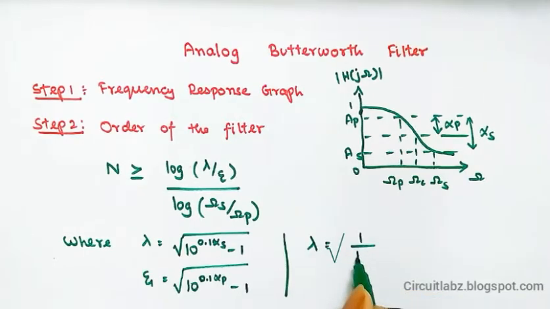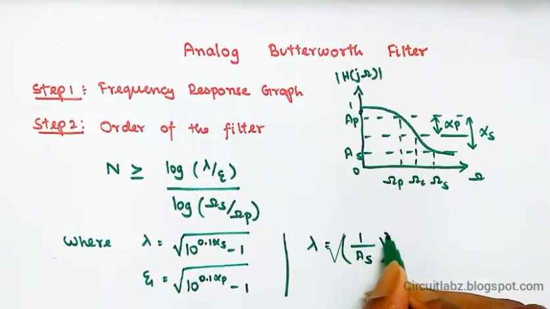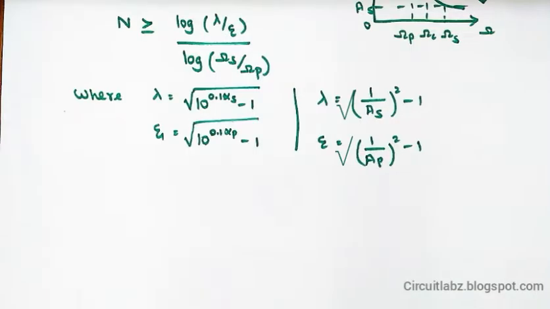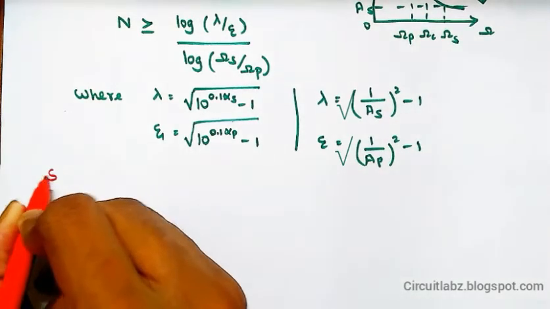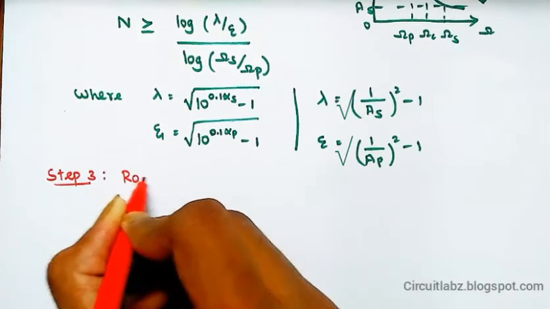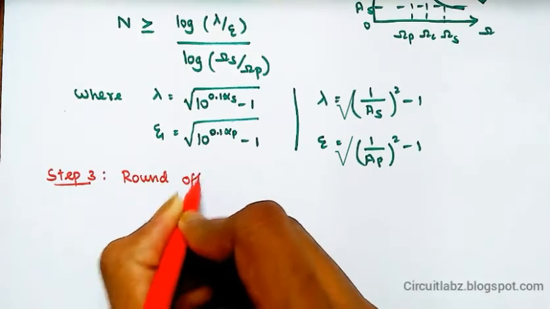If the specifications are given in gain, we will have lambda is equal to 1 by As, that is stopband frequency gain, to the whole square minus 1, and epsilon is 1 by Ap, that is passband frequency gain, to the whole square minus 1.